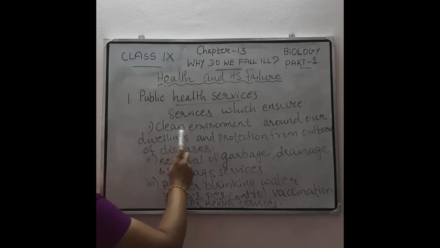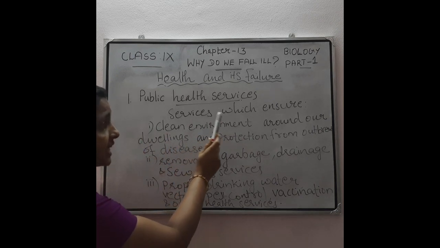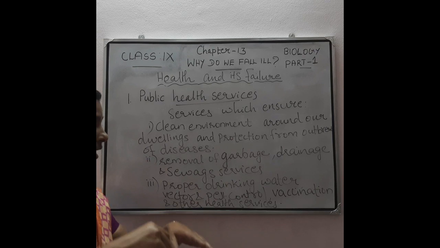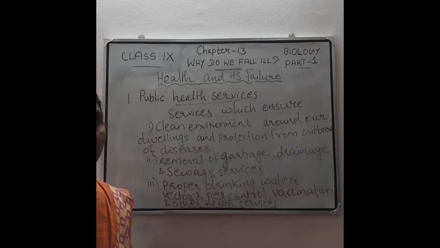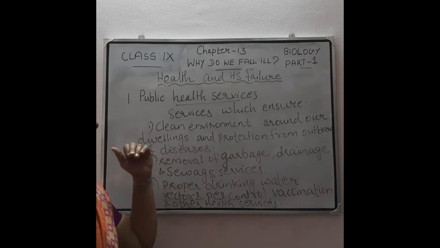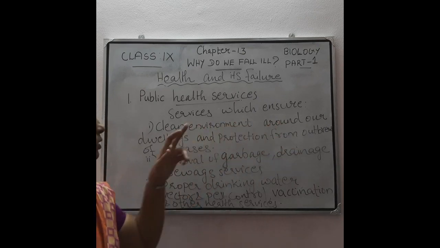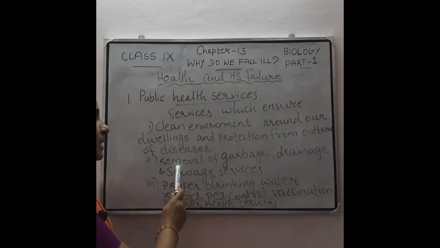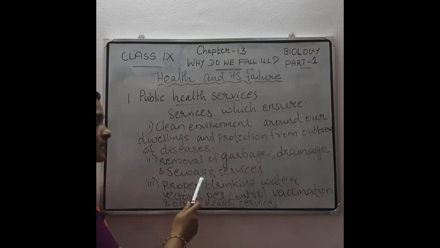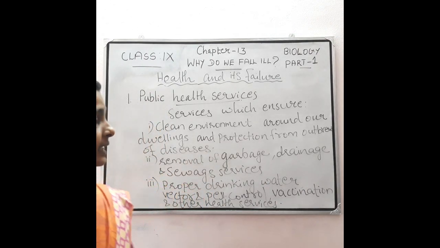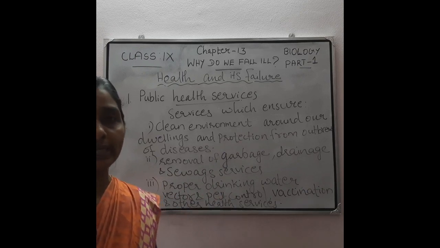One is a clean environment. These public health services ensure a clean environment around our dwellings, that is, our living area, and protection from outbreak of diseases. You know that there are garbage collectors like that. So, they clean our environment around our dwellings, and protect from outbreak of diseases. It's a public health service. Then these health services ensure the removal of garbage, drainage and sewage, etc.